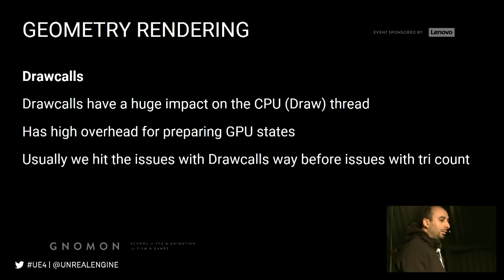An important thing to keep in mind: draw calls have a huge impact on the CPU draw thread. It has a high overhead because, as I mentioned, it needs to prepare all the rendering information in a GPU state. And most of the time, when we have complex scenes, we hit issues with draw calls way before issues with triangle count. So we always need to know where our bottleneck is and focus our optimization in the right direction.